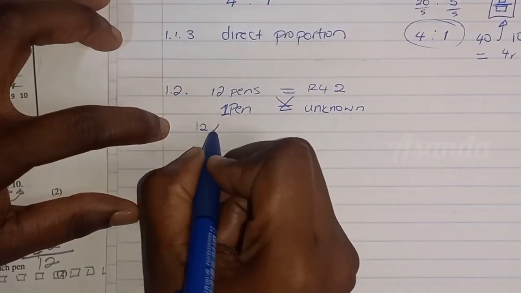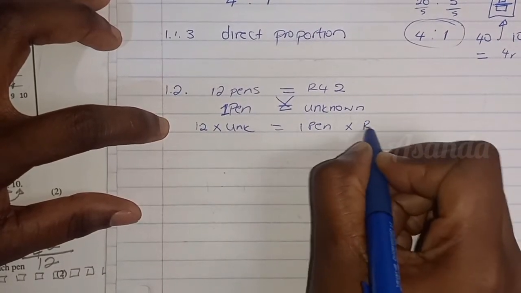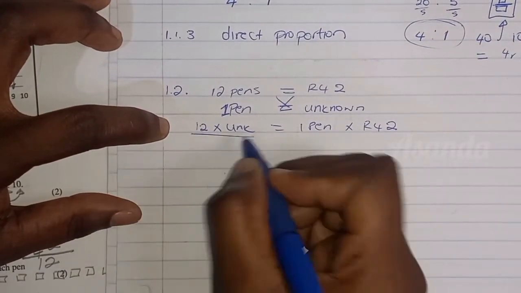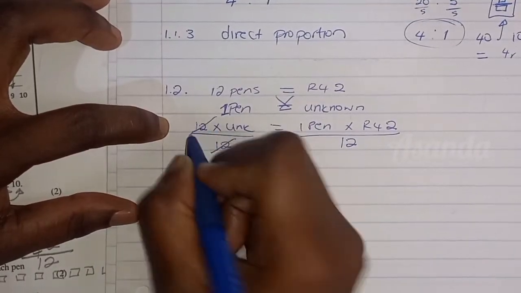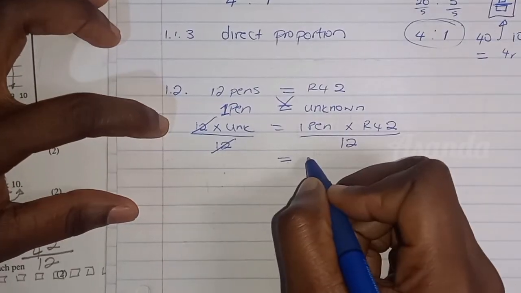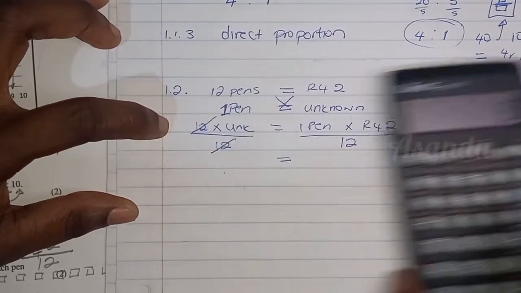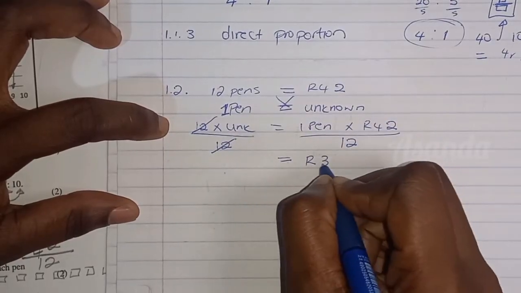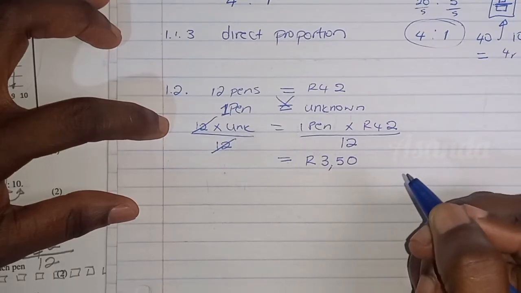So I say 12 times unknown is equal to 1 pen times 42 rands, and then unknown divide by 12 this side, divide by 12 this side. So that cancels that, and then we have 42 divided by 12, 3,5. That means 3,50, not 3 rands and 5 cents.